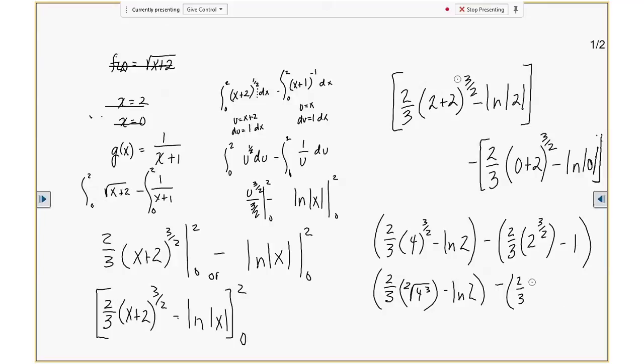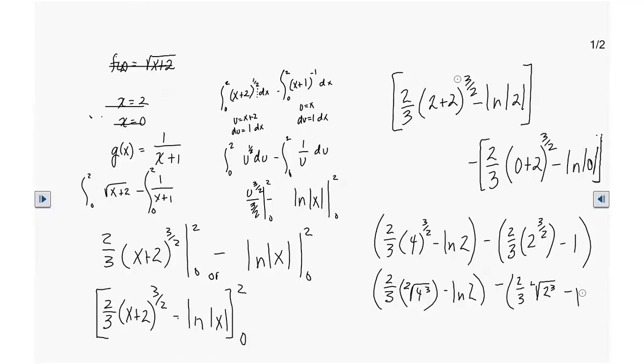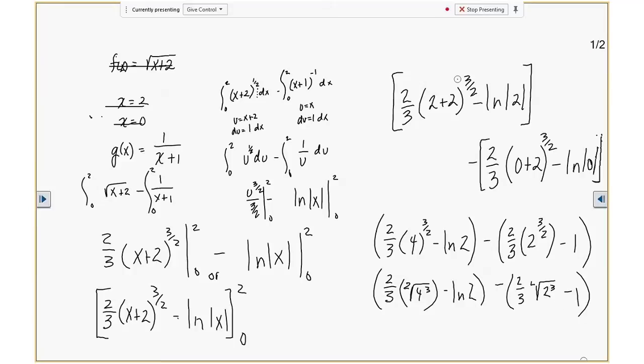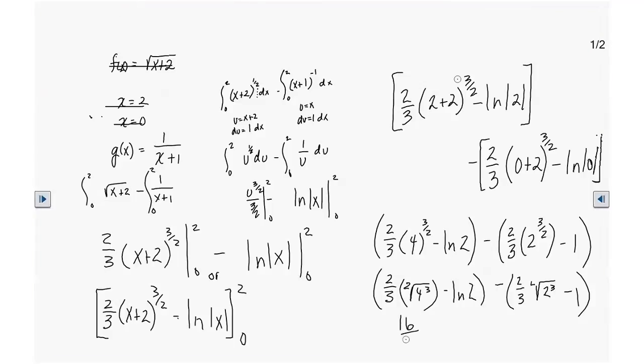So the square root of 2 to the 3rd power minus 1. I'm trying to do this without a calculator. Okay, so what's the square root of 4? And 2 to the 3rd power is 8. That's right. 8 times 2 is, so that's 16/3. Somebody check my math.